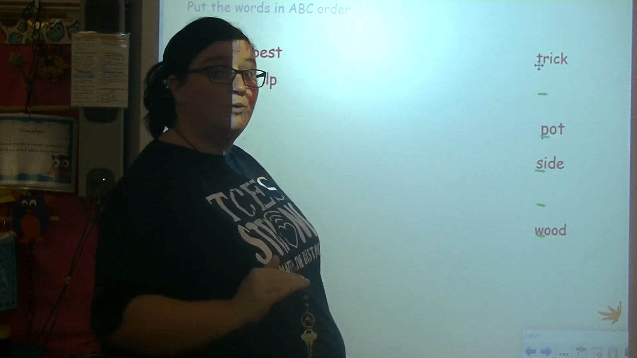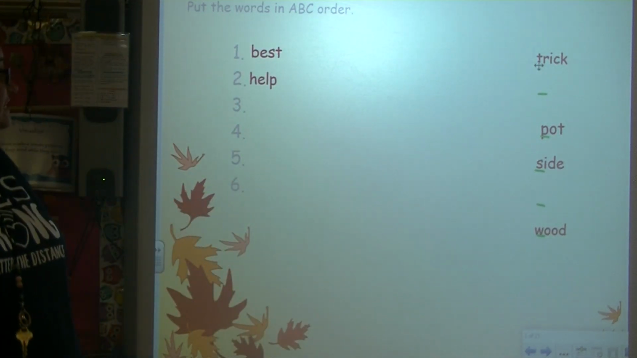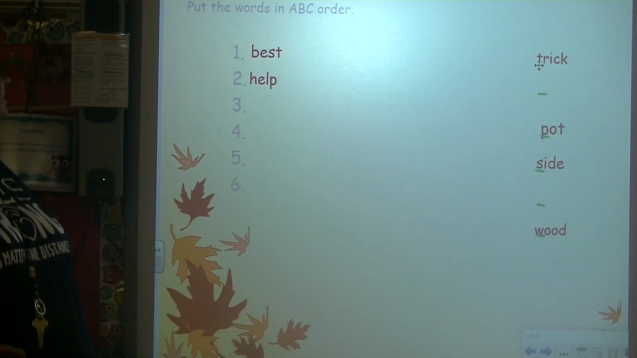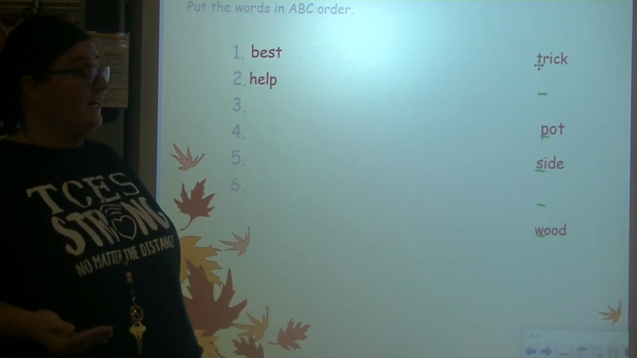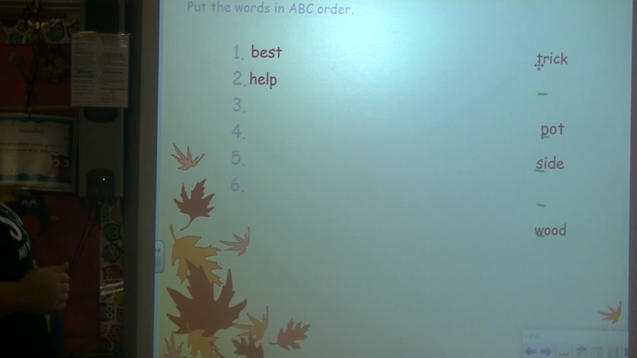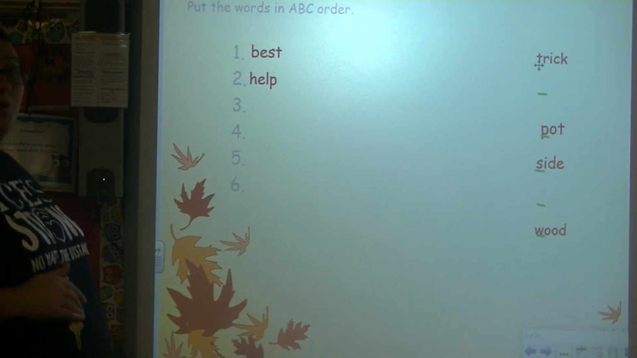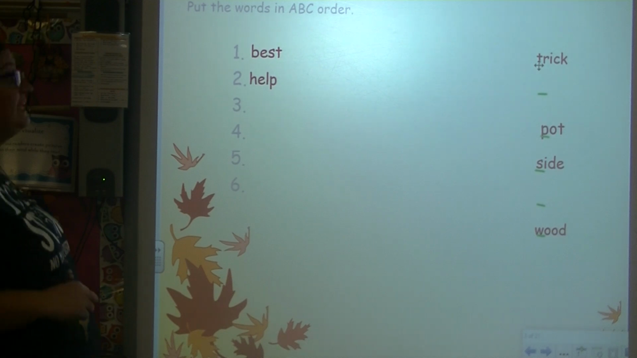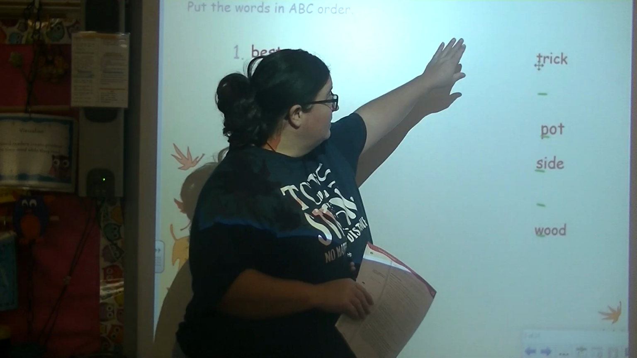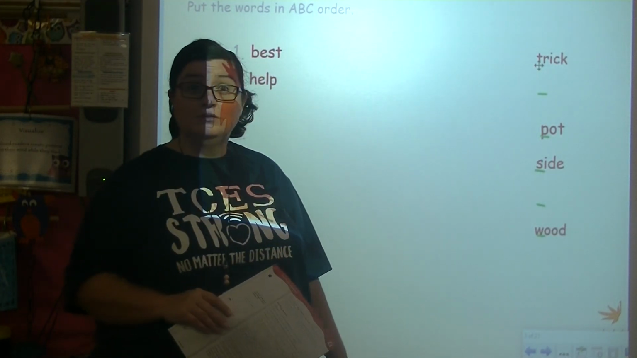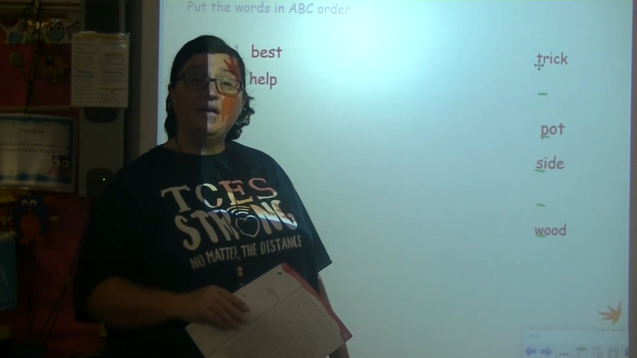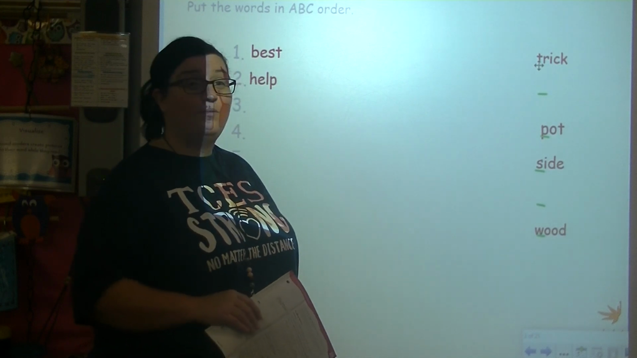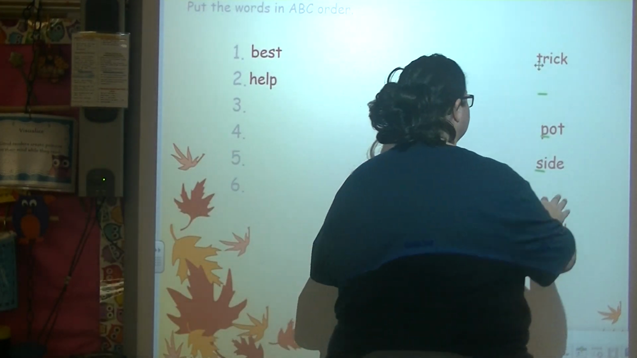What comes after H, boys and girls? I. Is there an I word? No. Remember, we're looking at that guide letter. There's no I at the beginning. Is there a J? Is there a K? No. Is there an L? Is there an M? Is there an N? No. Is there an O? No. Is there a P? Yes, what word? Hot.